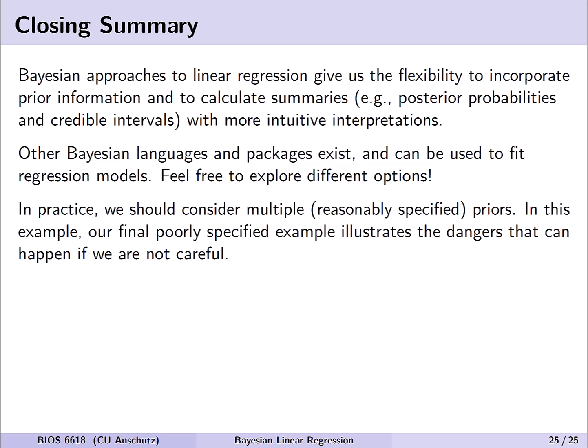Just as a reminder, in practice, whenever we're fitting these Bayesian models, we should always consider multiple reasonably specified priors. In our example, our final poorly specified prior illustrates the dangers that can happen if we are not careful, but realistically, we should look at a range of different things to see if they're fairly robust like our first two options were, or if things change with respect to our posterior estimates.